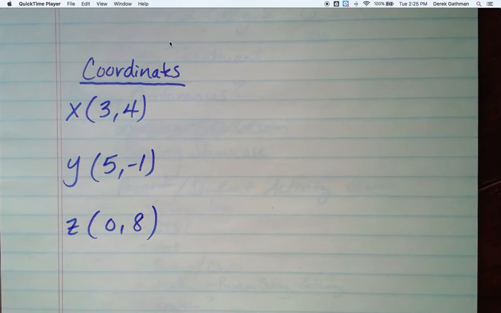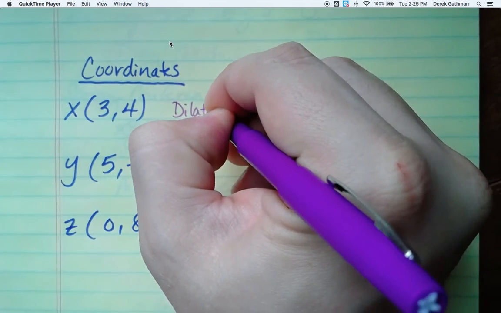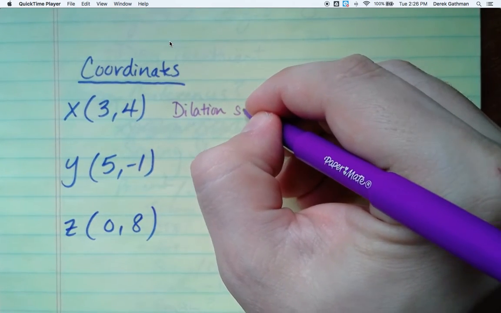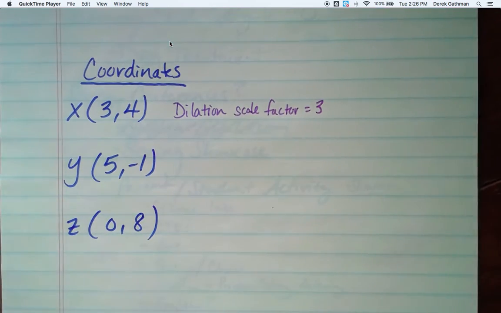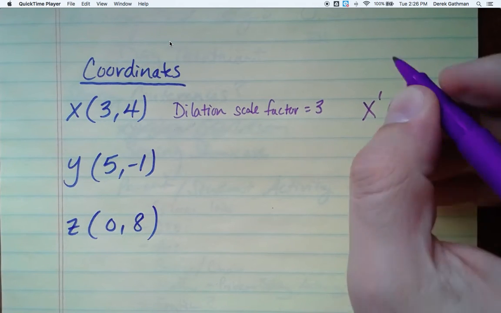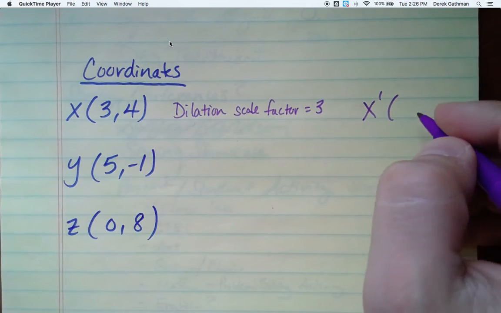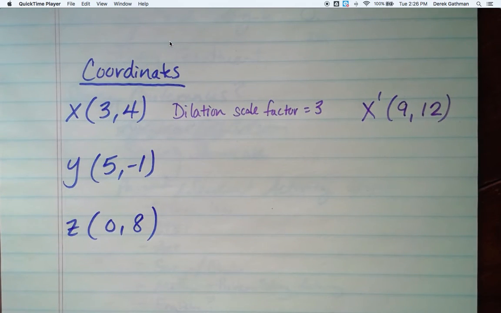Really the big thing you need to know from here is just that you're multiplying by your scale factor. So let's just say I have coordinates x, y, and z. If I had the coordinate x at 3, 4, and I had a dilation with a scale factor of 3, that tells me that it's going to be an enlargement, okay, and I'm going to multiply it 3 times. So x prime, I'm just going to go 3 times 3 and 4 times 3, because that's what my scale factor was. So x prime is now 9, 12. So as you can see, it's going to be much larger, 3 times larger.